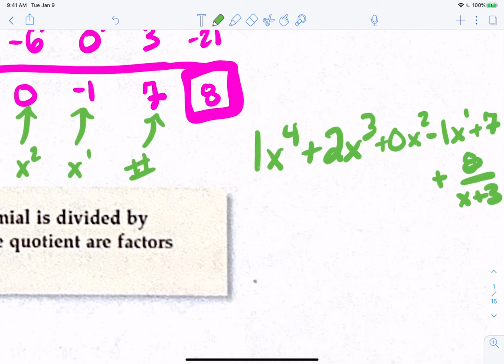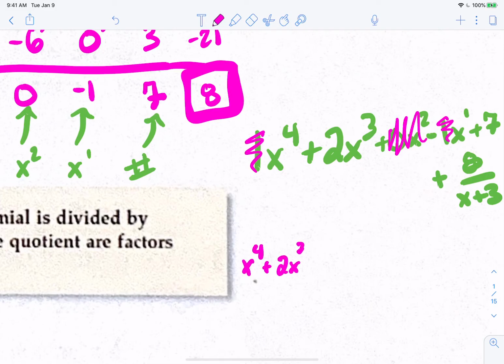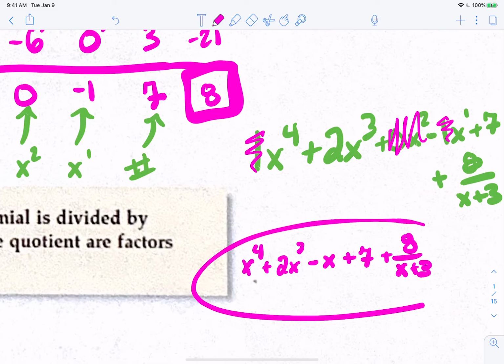All right, now, that's a lot of stuff that I don't necessarily need. Like, I don't necessarily need the 1 here. I can just write him as x to the 4th power. I don't necessarily need the 0x squared, and I don't necessarily need this 1. So I'm going to write him like this: x to the 4th plus 2x cubed minus x plus 7 plus 8 over x plus 3. You can leave him the way that we just did up above there. I don't care. But if you get rid of all the unnecessary things, you can just write him like that. Okay? Does that make sense?